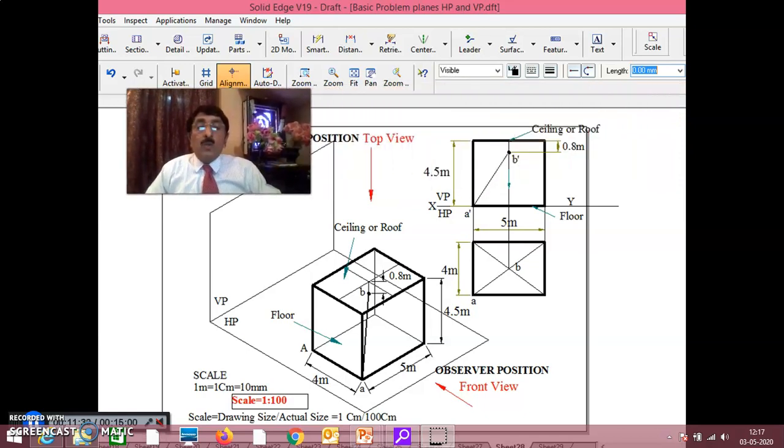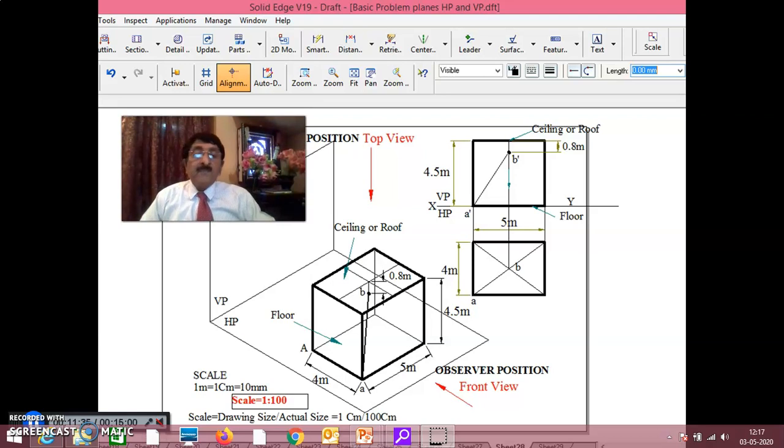Now what you have to do in the examination, I tell you. If the problem is given this way, what you have to do in the exam is draw the XY line, draw VP and HP. Once you draw this, when you're looking from the front direction, what you can see is the front wall. How much is that? 5 meter by 4.5 meter, you can see.